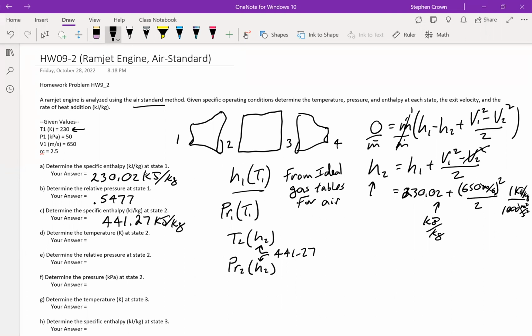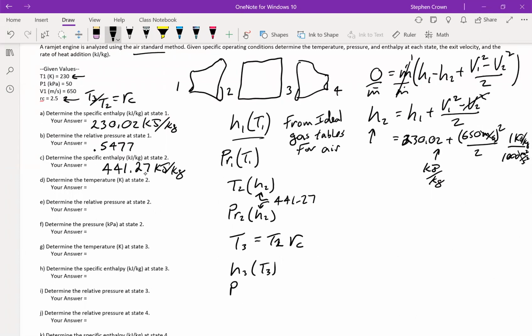And for state 3, we're given rc again, and rc is really a volume ratio, but it's also a temperature ratio. So T3 over T2 equals rc. So we get T2 times rc is our temperature 3. Then just like before, we can look up the enthalpy from the tables. So with T3, we can find Pr3, which is a function of T3.